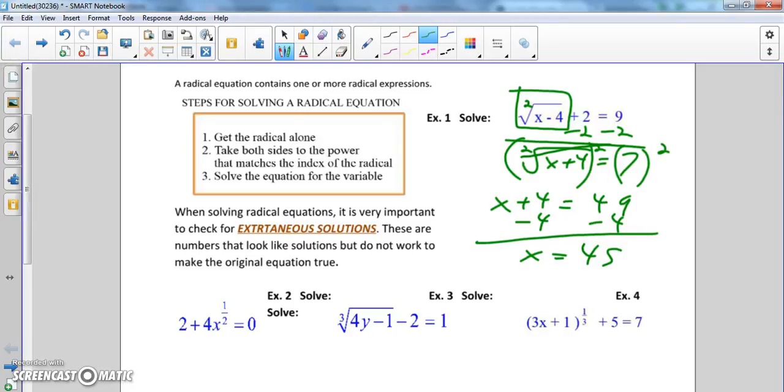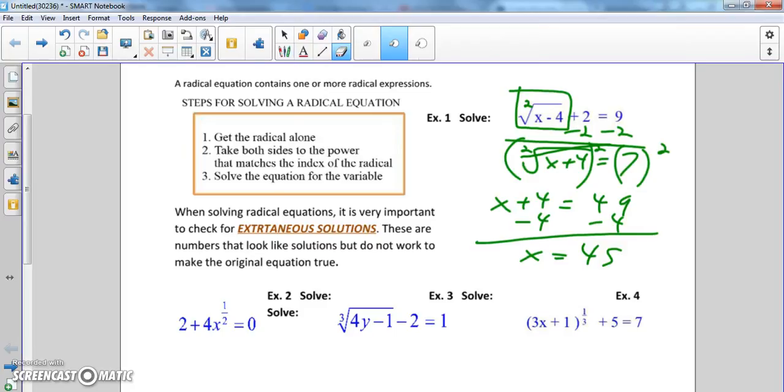Now, since I don't make mistakes and I just throw things in there for you to catch, what did I do wrong here? I know I made a mistake because I checked my answer, 45. 45 minus 4 is 41, and the square root of 41 plus 2 is not 9. The square root of 41 is a decimal, in fact, and I need it to be 7, which means I need this radical to be 49. So I made a mistake. What is it?